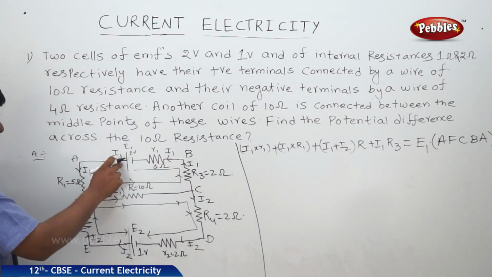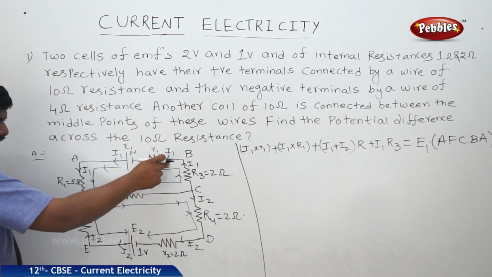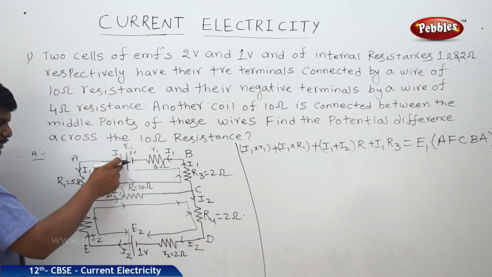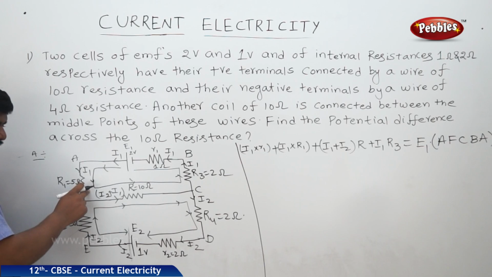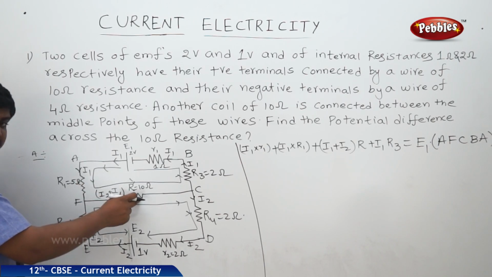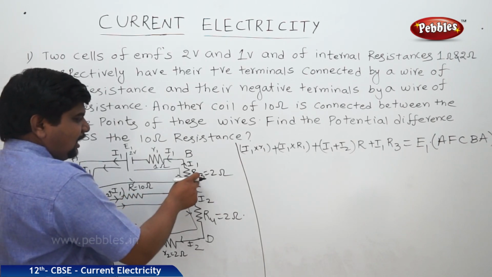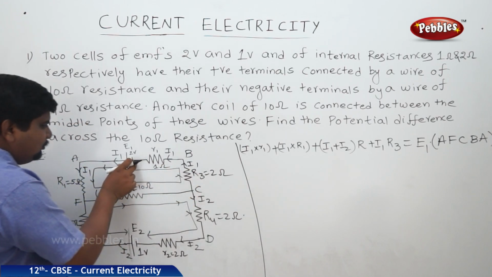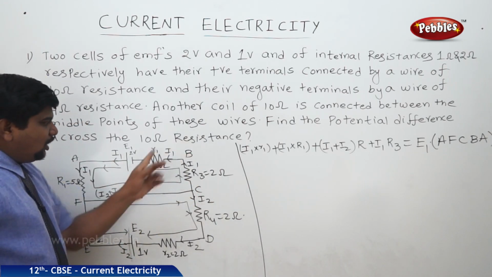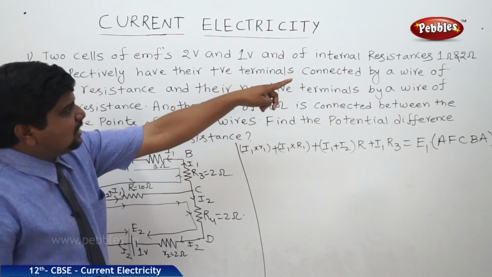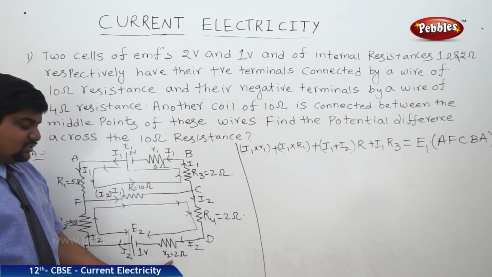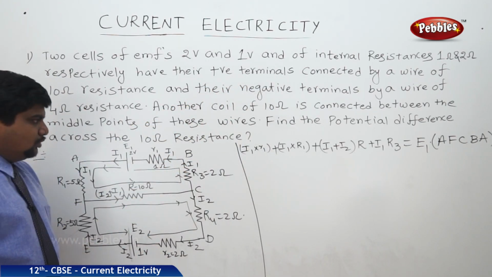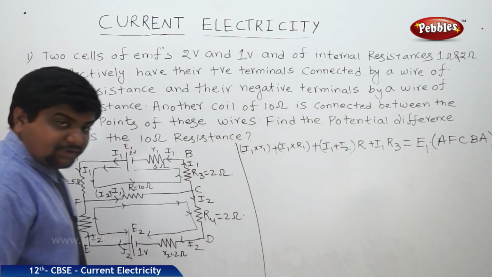So see the direction. I1 into small r1 plus I1 into capital R1 plus I1 plus I2 into capital R plus I1 into R3 is equal to EMF 2 volts. What is small r1? Internal resistance of 1 ohm. And what is R2? Internal resistance of 2 ohms. Let me substitute these values and equate to E1.